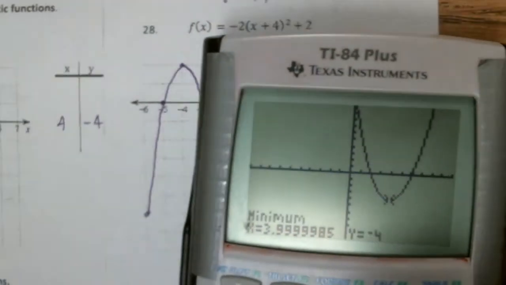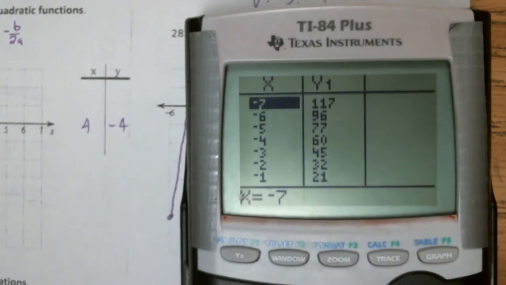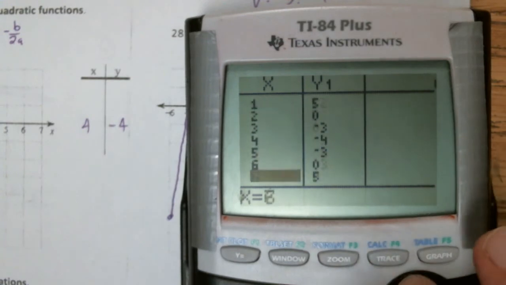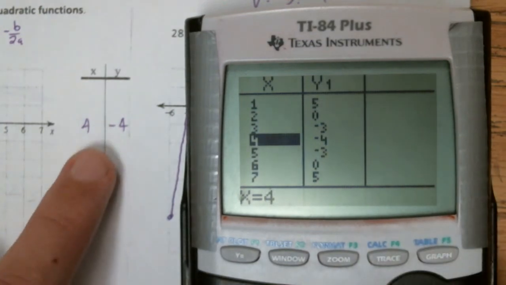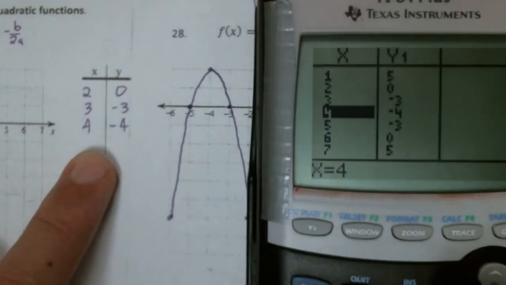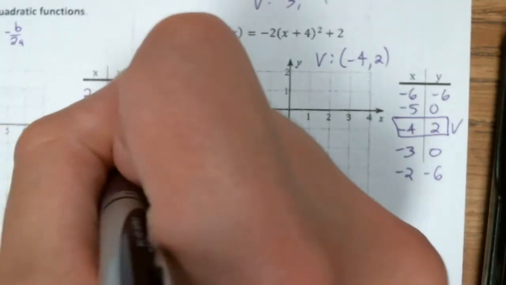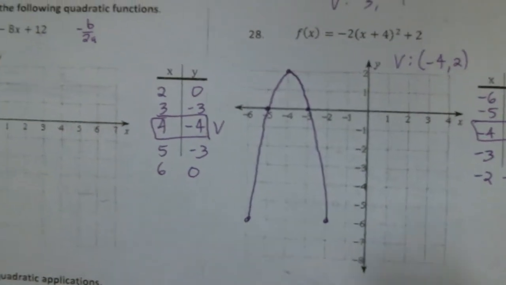And I just need to go to my table, second table, and scroll till I see 4, -4. Okay, there it is. So I'm going to grab those 2 points above it, 3, -3, and 2, 0, and the 2 points below it, 5, -3, and 6, 0. Okay, I like to put a box around the vertex just so I can keep myself straight there.